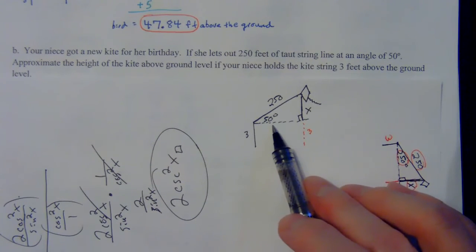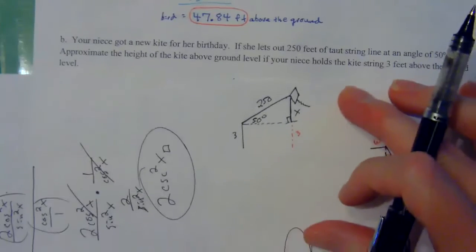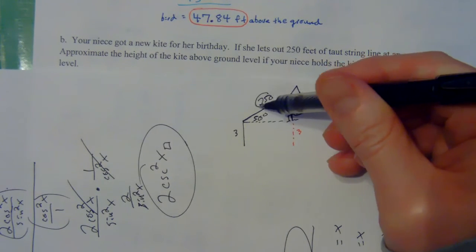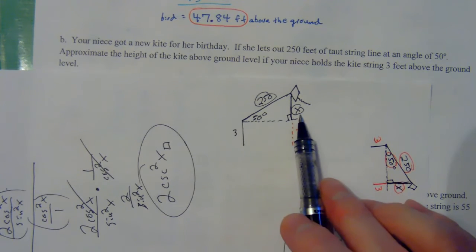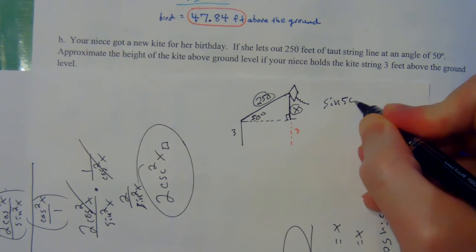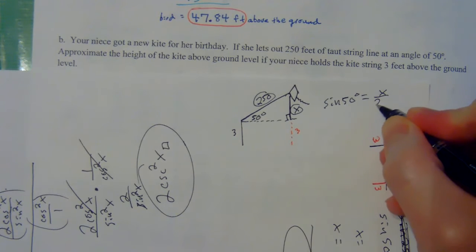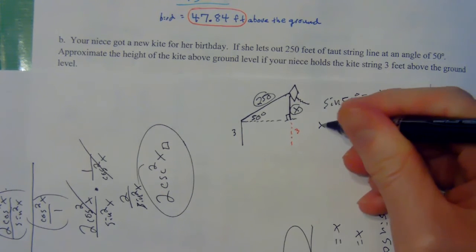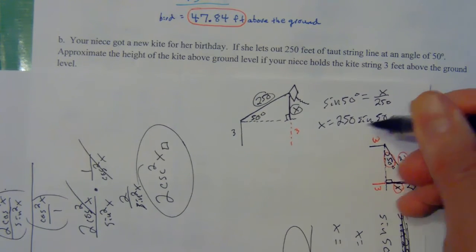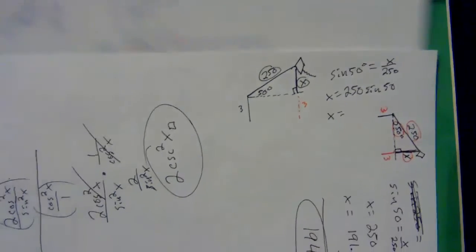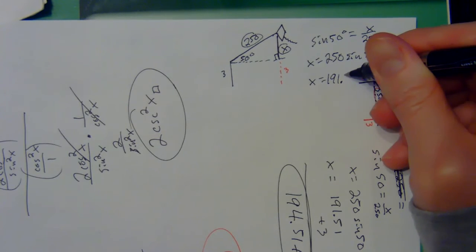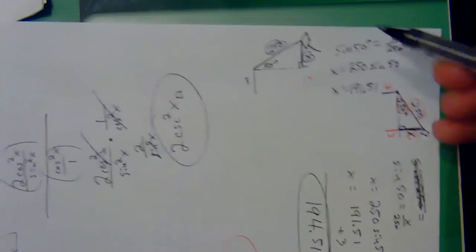So if I look at this triangle, this time we know we're trying to find the opposite side, and you know the hypotenuse. So the trig function that relates opposite over hypotenuse is your sine function. So here we're going to go sine of 50 degrees equals opposite over hypotenuse. Then I'm going to multiply both sides by the 250, so we'll get 250 sine of 50. And then we'll plug that into the calculator. That's going to give us 191.51.